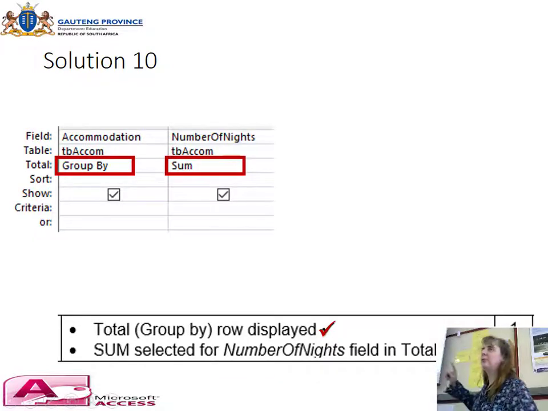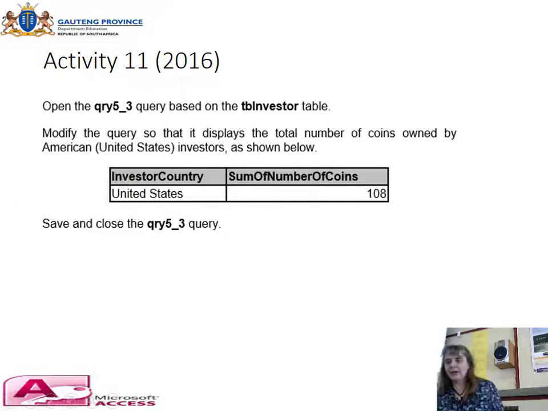Now, ladies and gentlemen, I hope you see how we mark as well, because that's part of the training. It's actually to see how questions are being marked. So we're doing two things at once. Okay, query 11, the 2016 one. This is what she also explained to us now, where they just give the screenshot to the learners, and they ask the learners to do the functions. So it's open query 5.3. Modify the query so that it displays the total number of points owned by American United States investors as shown below.